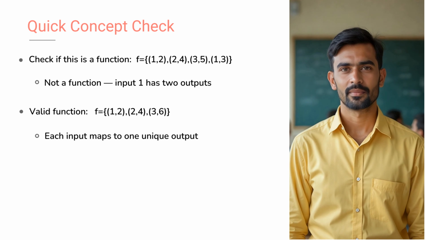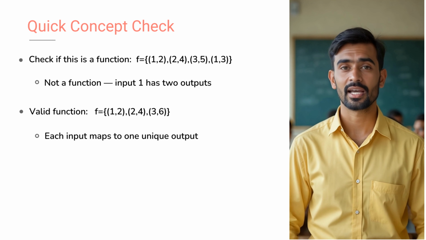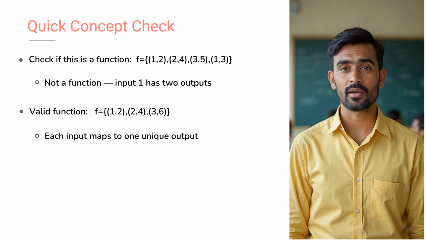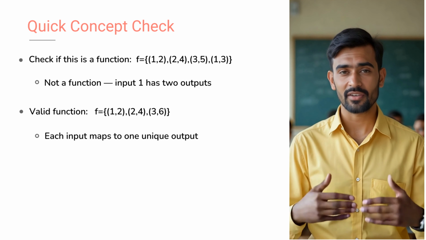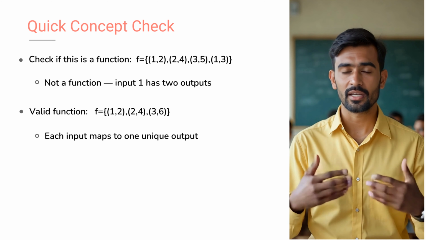Now, let's fix it. Try this instead. F equals {(1, 2), (2, 4), (3, 6)}. Now this is a valid function, clean and consistent. One input, one output, that's the function way.